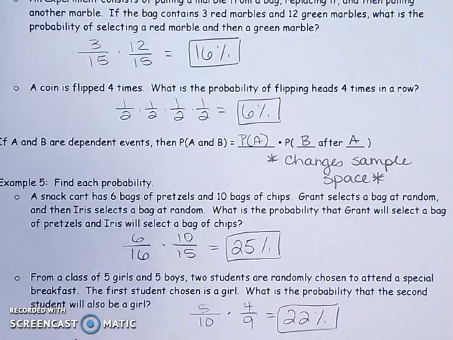But because you've already chosen one girl, your sample size goes to 9, but you only have 4 girls to choose from this time. So it's 5 out of 10 times 4 out of 9, which is 22%. Now take a few moments and try the 2 you try problems on the back.